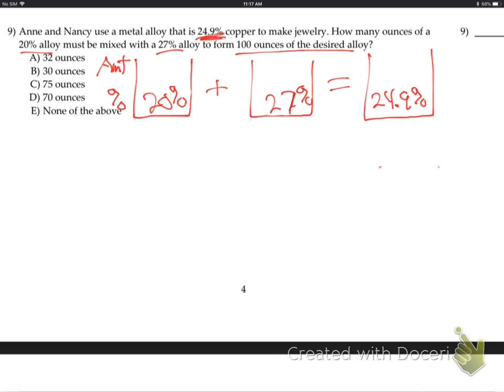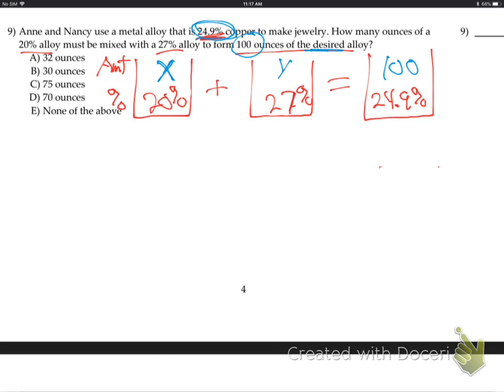All right. So let's keep going from there. Now it says 100 ounces. So where's the 100 go? That's at the end, of the desired alloy. They're making this. This is the desired alloy, 100 ounces. So what goes in the other two blanks? X and Y.